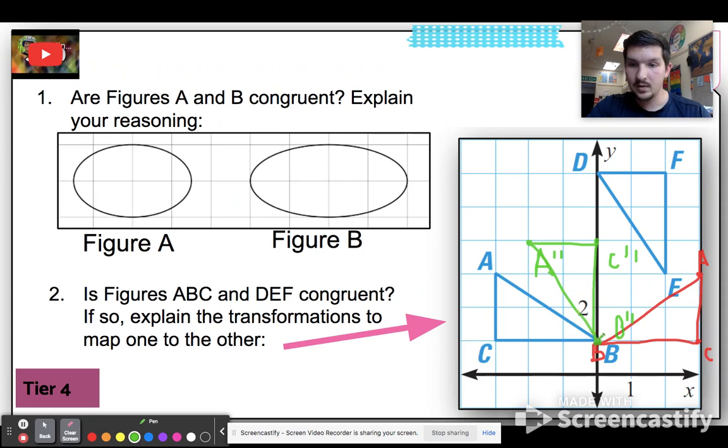And the last thing we have to do now is translate this up 2, right 2. And that's going to map right on top of DEF. Hopefully that makes sense. If it doesn't, please let me know.